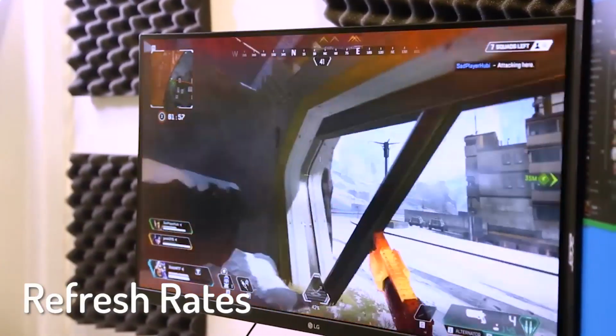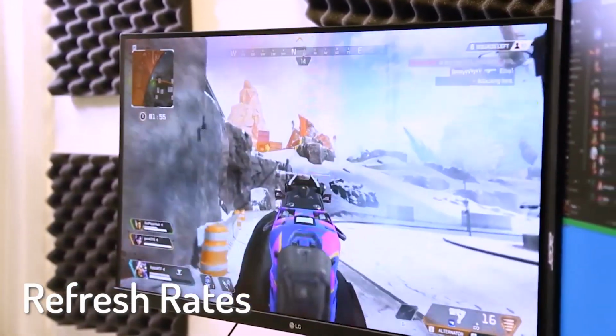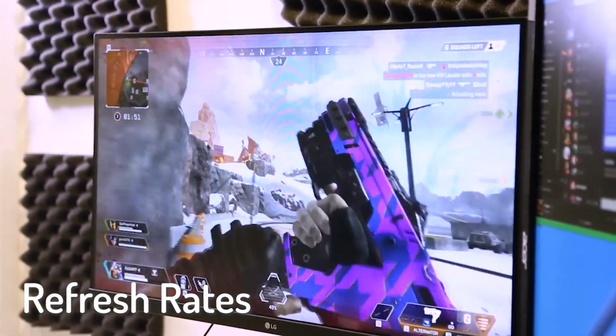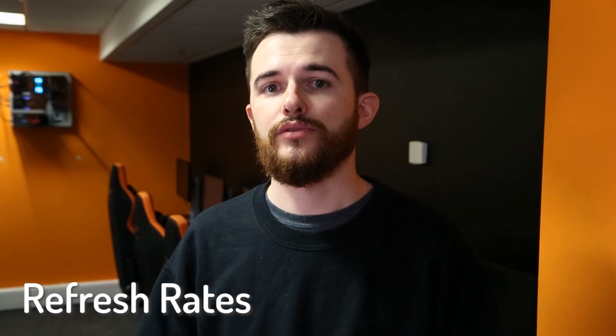So the next thing I want to look at is refresh rates. Now refresh rates generally start at about 60 Hz with most standard monitors. And what 60 Hz means is that every second your monitor is refreshing the image 60 times. In a lot of gaming monitors, you'll see them go up to 75 Hz, 144 Hz, and even now up to 360 Hz.